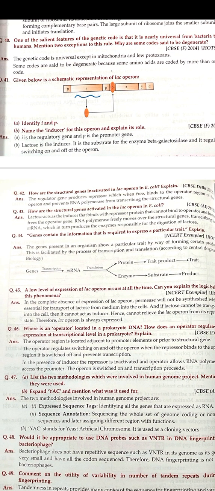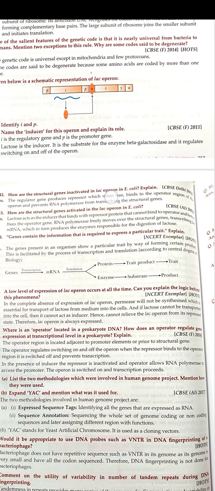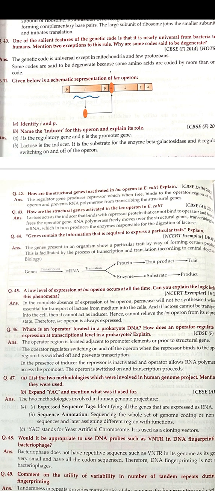The answer is the genetic code is universal except in mitochondria and few protozoans. Very important. This genetic code is universal except in mitochondria and few protozoans. Some codons are said to be degenerate because some amino acids are coded by more than one codon. Okay.